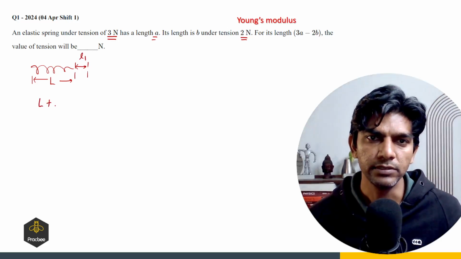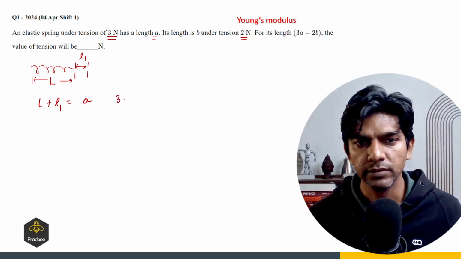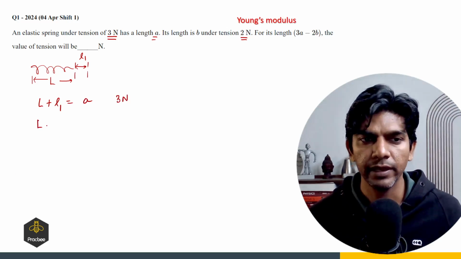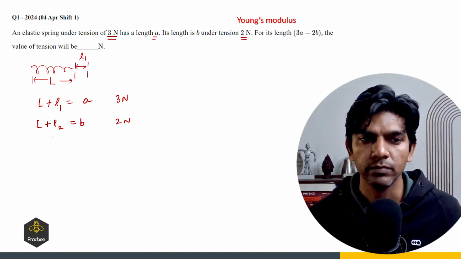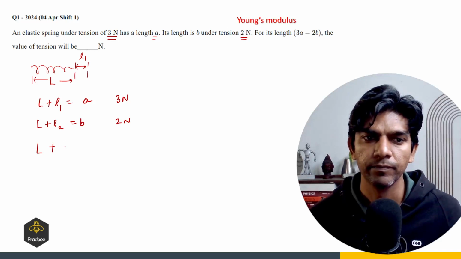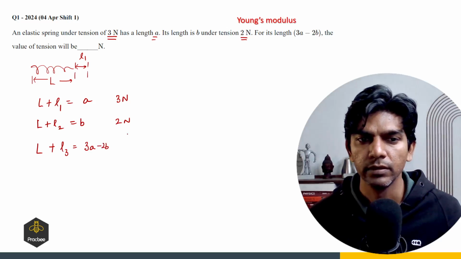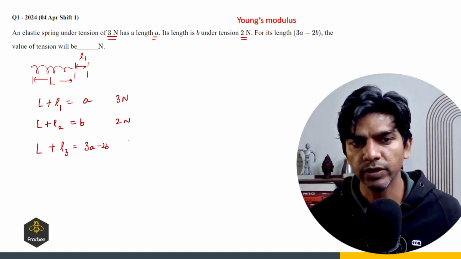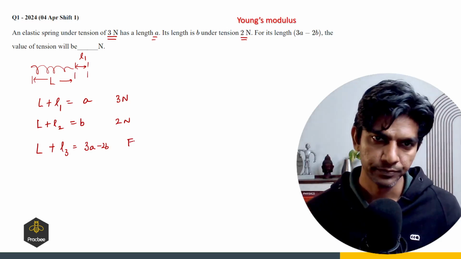So L plus L1 is given as A when we are exerting tension 3 Newton. Similarly, L plus L2 is given as B when we are exerting a force of 2 Newton. And let us say it becomes L plus L3 when it becomes 3A minus 2B, when we are exerting a force, that's what we have to calculate. Let us say this force is F. So this we have to calculate.